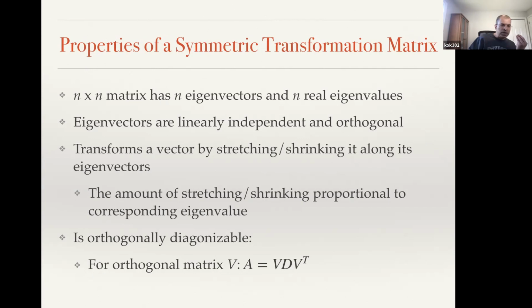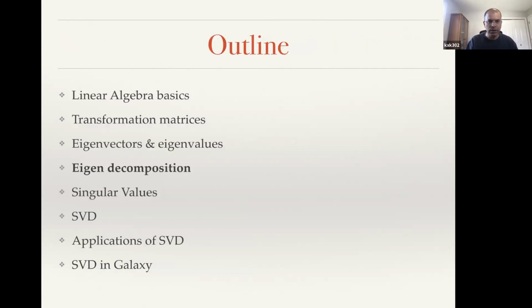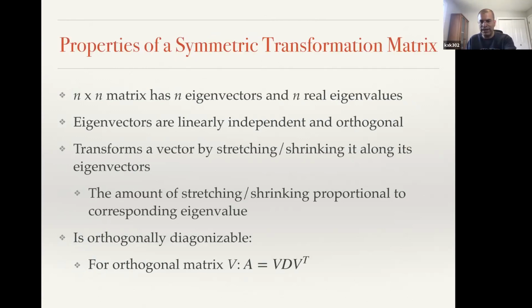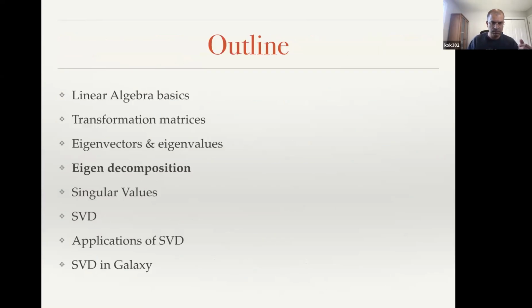Finally, a symmetric matrix is orthogonally diagonalizable. So what that means is, if we have a matrix A, we can express it as V, D, V transpose, where V is the eigenvector matrix, and D is a diagonal matrix with eigenvalues on the diagonal. I'm going to show that right now. This is a technique called eigendecomposition. So if you have a symmetric matrix, you can decompose it. You have replaced A with these three matrices multiplied by each other. And it has some interesting properties.